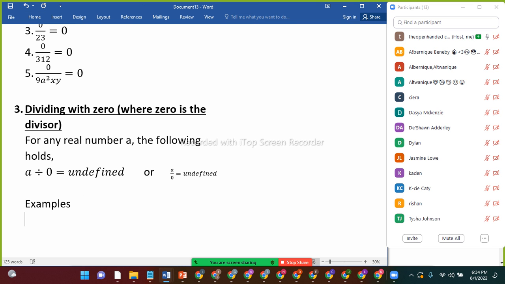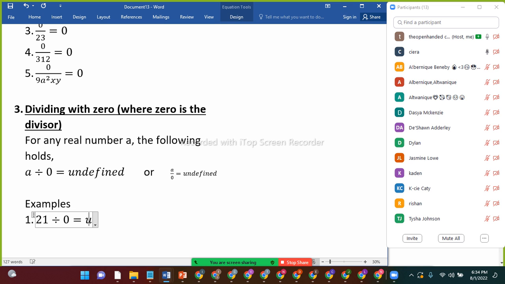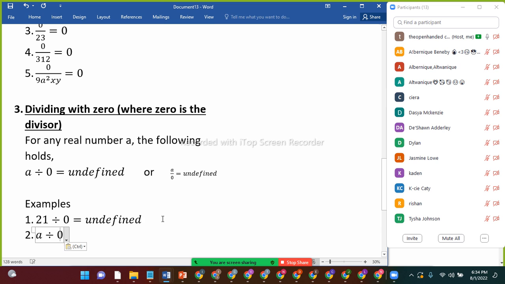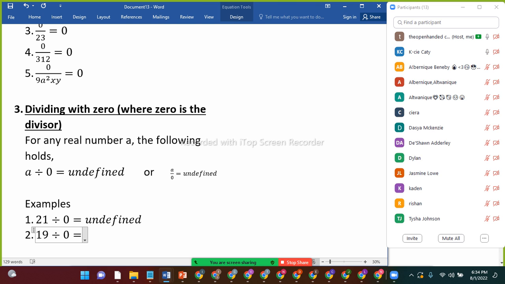So let's do an example. Sierra, help me with this one. If we have 21 divided by 0, what is that? Undefined. Undefined, very good. What if we have 19 divided by 0, what is that? Undefined, very good.